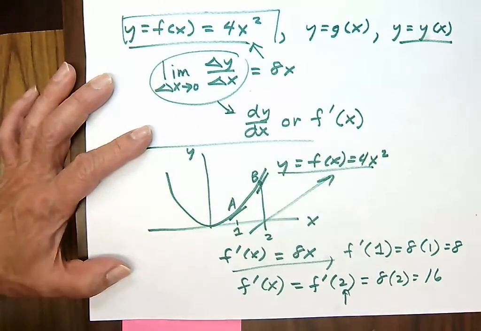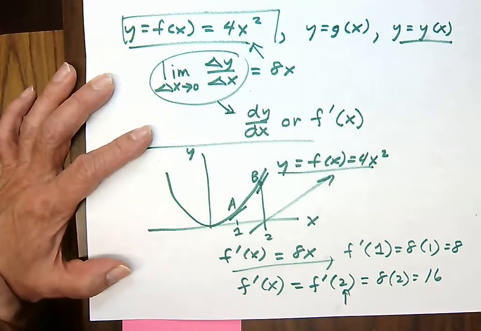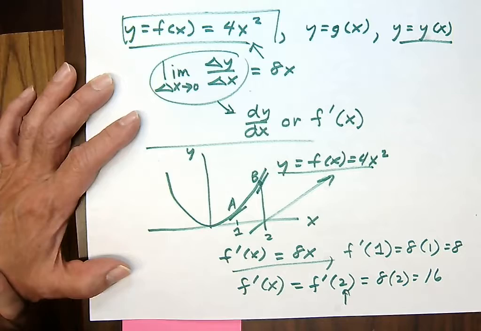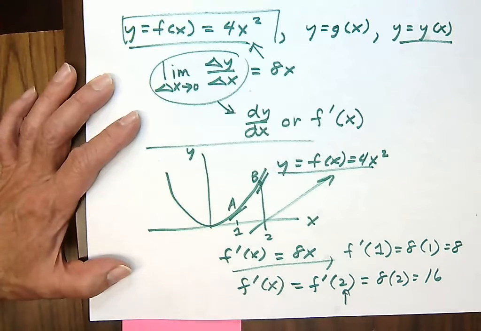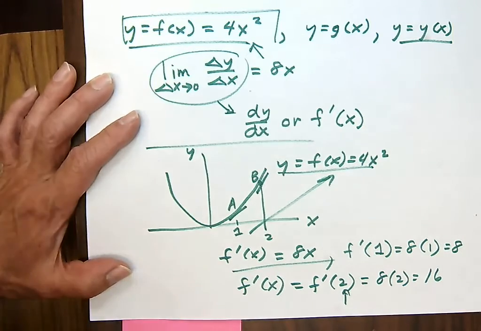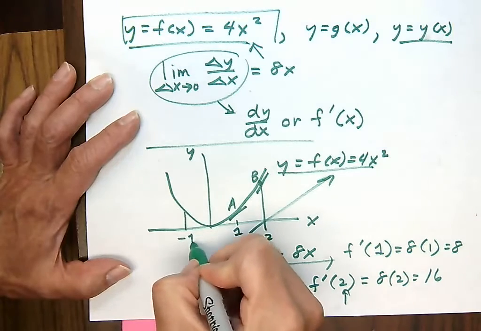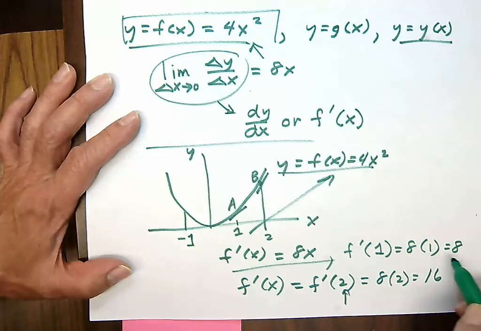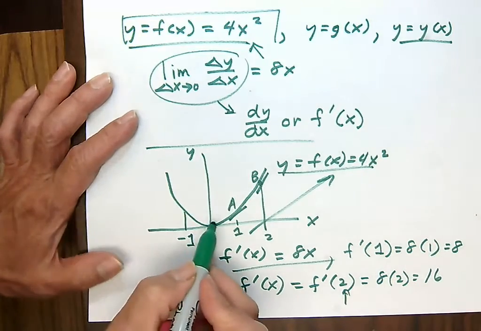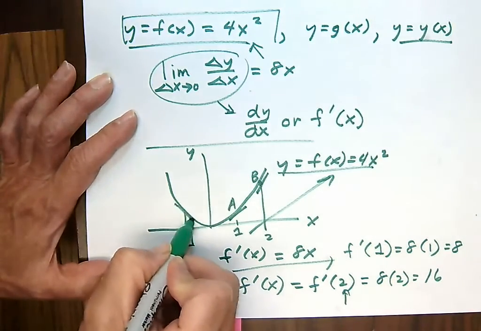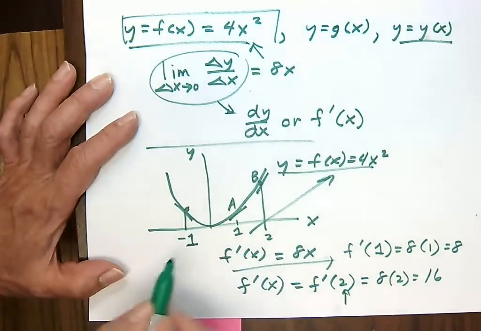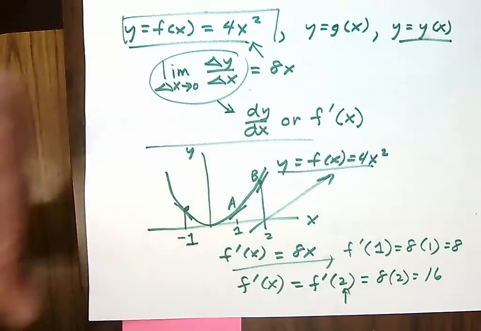And that, of course, makes sense that the slope is getting larger from point A to point B. Next question is this. What is the derivative of this function, f prime, evaluated at x equal negative 1? Well, if x is equal to negative 1, f prime of negative 1 would be 8 times minus 1, or minus 8. So we know the slope of our function, the slope of our parabola, is minus 8 at this point right here on the function when x is equal to minus 1.